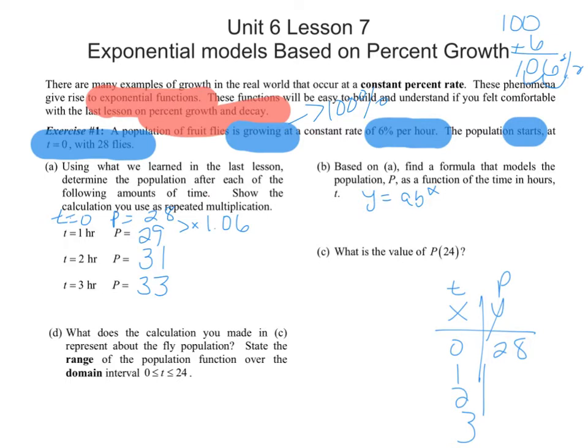So let's go ahead and write my formula. Y equals, starts with 28 flies, so 28 times my multiplier, which is 1.06 raised to the x power.